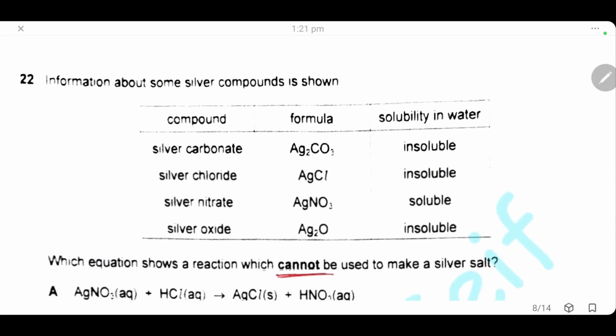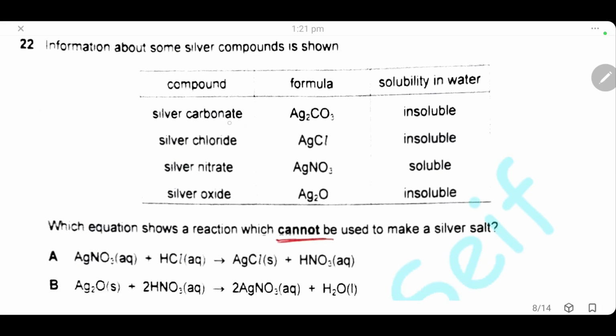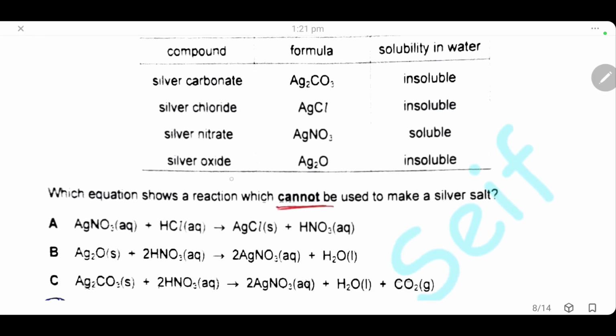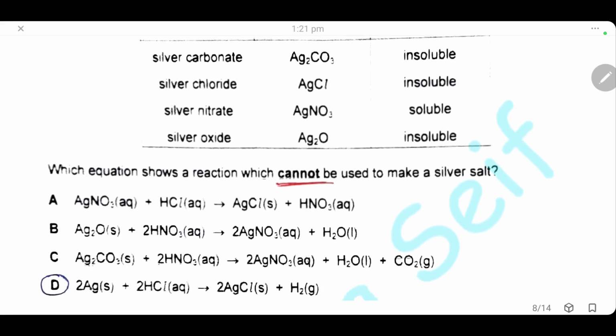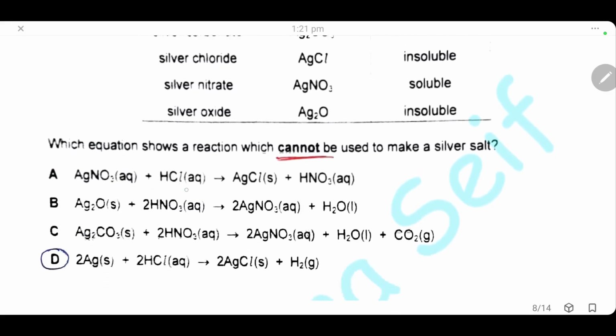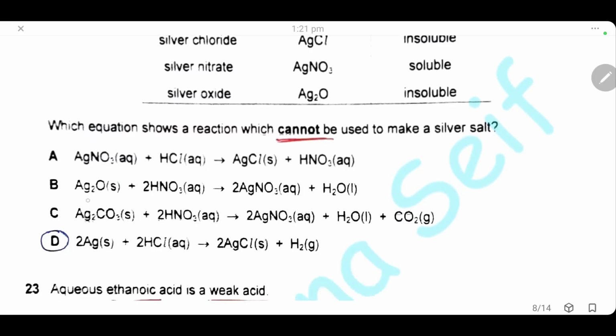Question 22. Information about some silver compounds is shown. We have silver carbonate, the formula, and the solubility, which is insoluble; silver chloride, insoluble; silver nitrate, soluble; and silver oxide is insoluble. Which equation shows a reaction which cannot be used to make a silver salt? Reaction of silver nitrate with hydrochloric acid to form silver chloride, which is a precipitate. This is a correct equation. Silver oxide with nitric acid, acid and base, is a neutralization reaction. It will form a salt, which is silver nitrate.